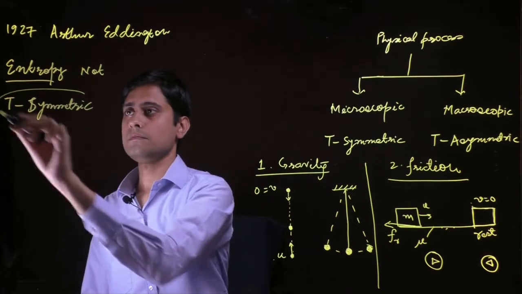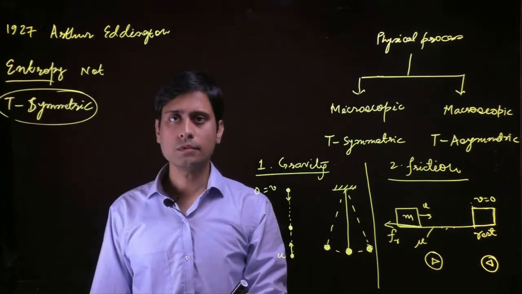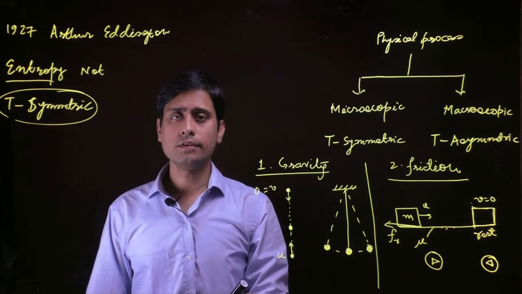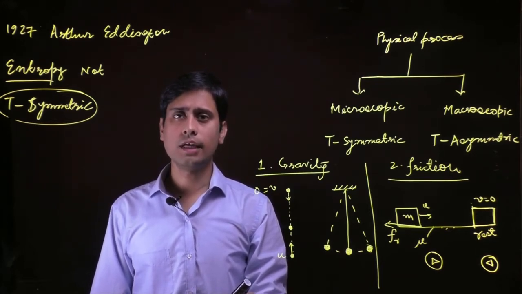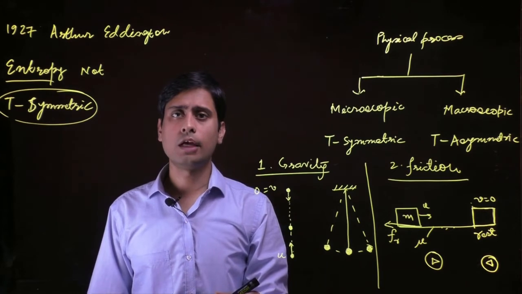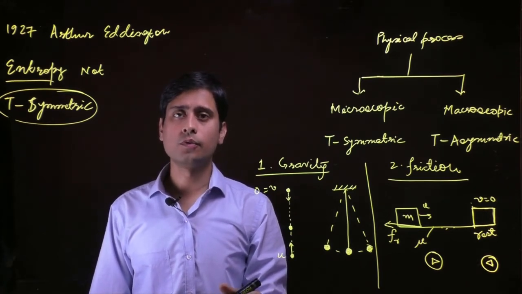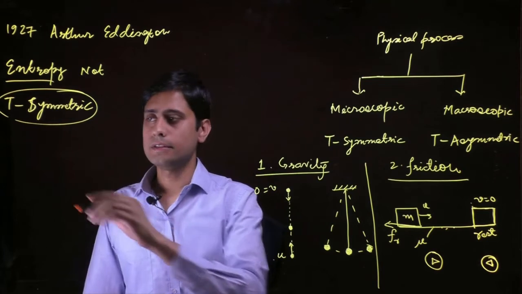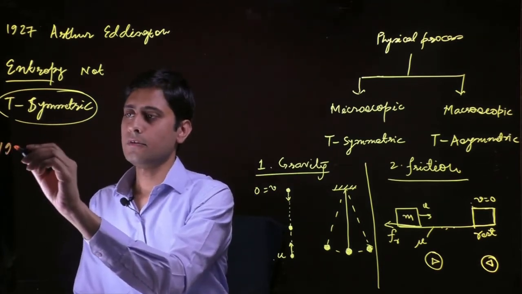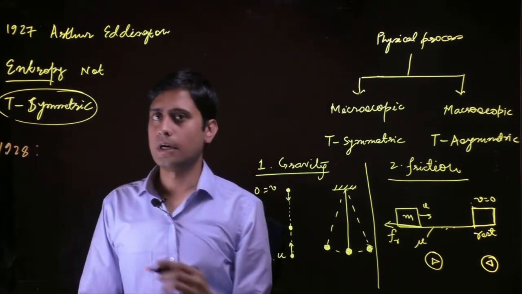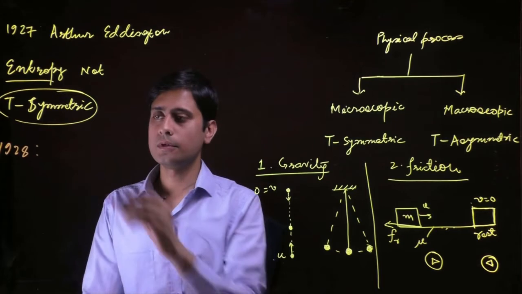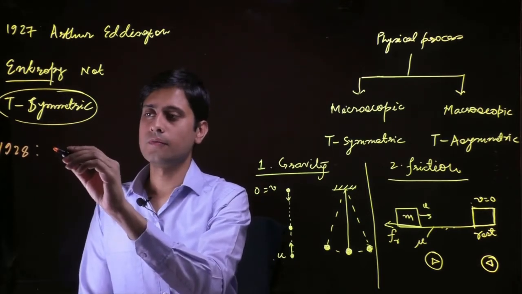So the arrow of time is defined as the decrease in the available free energy. Free energy is the energy available in any thermodynamic process which can be converted into useful work. And in the next year, 1928, Arthur Eddington published his book, The Nature of the Physical World.